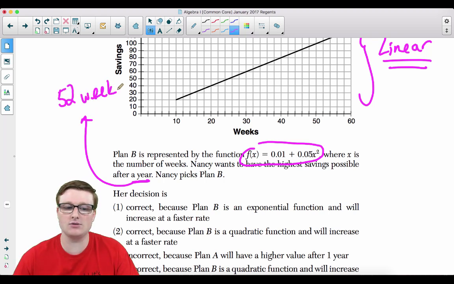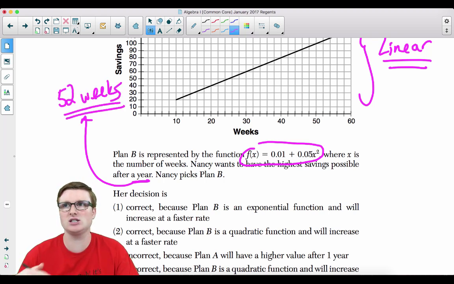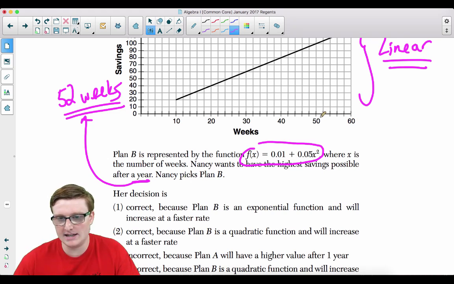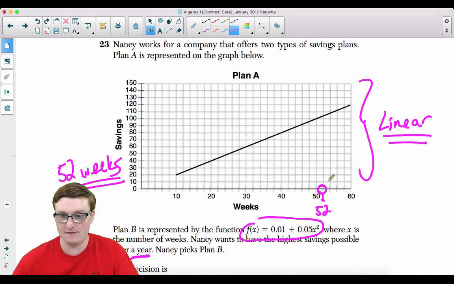They don't tell you that on the Regents, and they don't tell you on the reference sheet. It's just, you as a human being should understand that there are 52 weeks in a year. Okay? So we are looking right here, 52 weeks. Now, all we need to do is, A, look at the graph of this, and at 52 weeks, it looks like this savings plan is about $105.